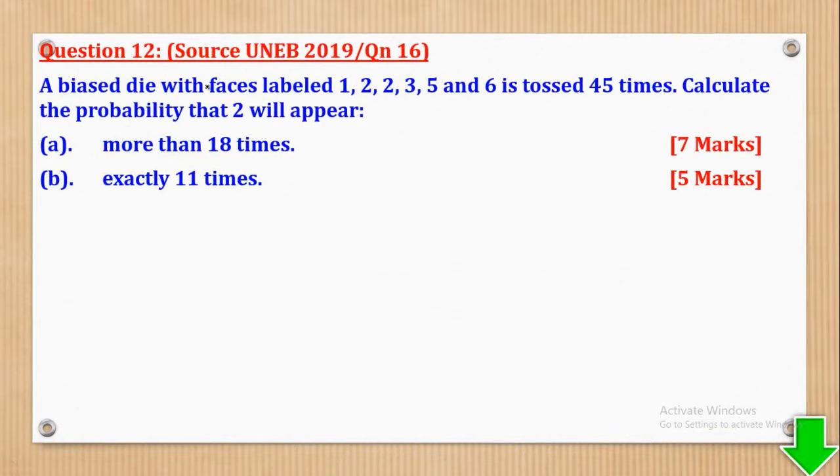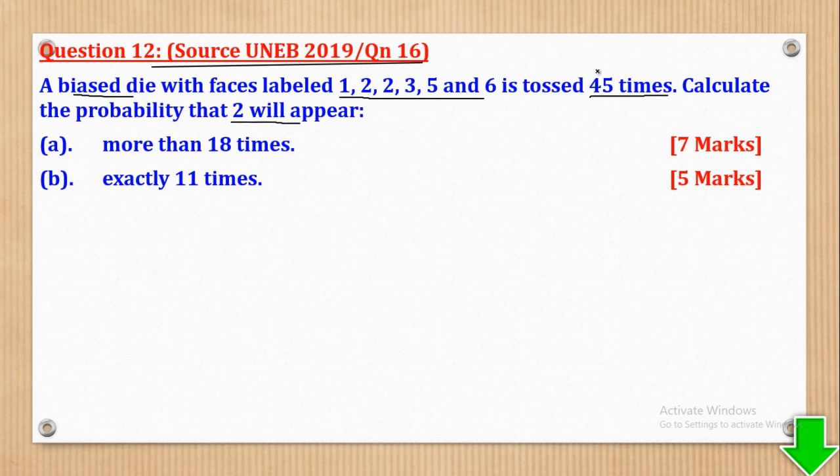So now we shall go to question 12. Question 12 came from UNEB 2019, paper 2, question 16, and says a biased die with faces labeled 1, 2, 2, 3, 5, and 6 is tossed 45 times. Calculate the probability that 2 will appear.